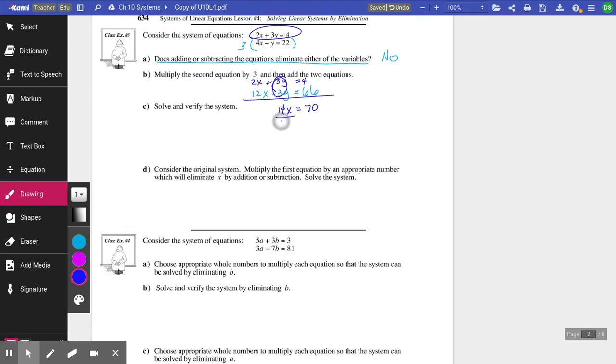Okay, so let's divide by 14. X is going to equal 5. So that is my solution for the x. Now you have to plug into one of the original equations to find the y. Never forget that you have to find the x and the y. I'm going to plug into the first one. So I'm going to get 2 times 5. See, now I only have one letter. I can solve this.